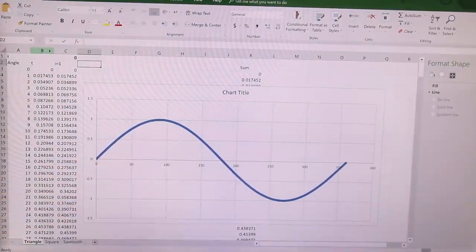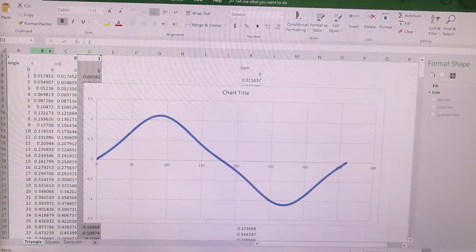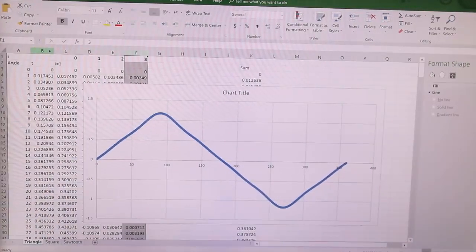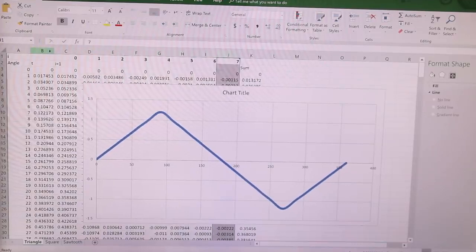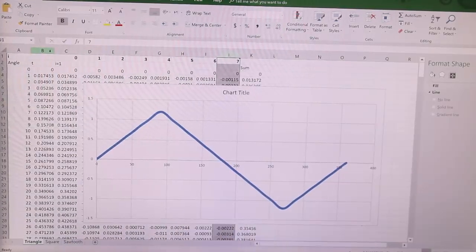What you see here is the main sine wave. If I add the next sine wave in the series, we get this, and then the next one, and the next. It looks very much like a triangular wave. If I was able to go to infinity, it would be a perfect triangular waveform.